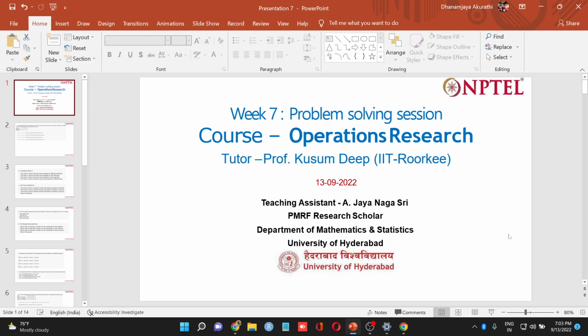To solve sequencing problems, four different kinds of situations arise: n jobs and two machines, n jobs and three machines, n jobs and m machines, and two jobs and n machines or m machines case. All these are four different kinds of situations that may arise in a sequencing problem. In those cases, we see how to solve the problems this week.